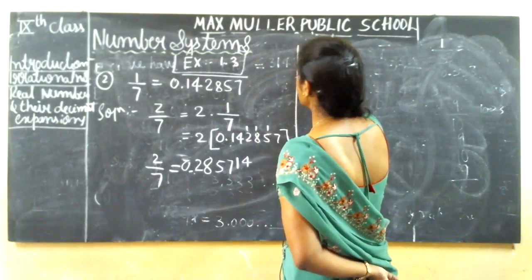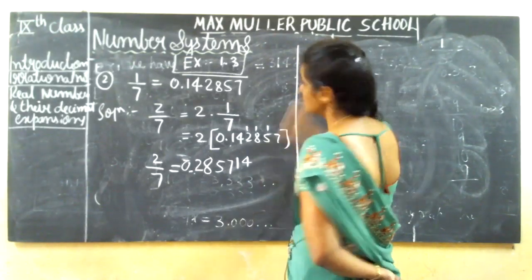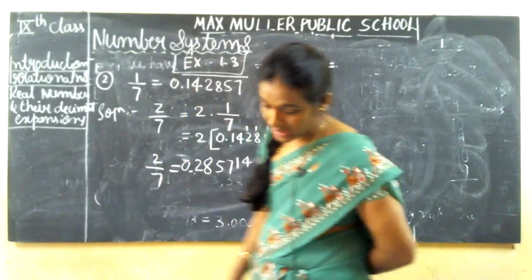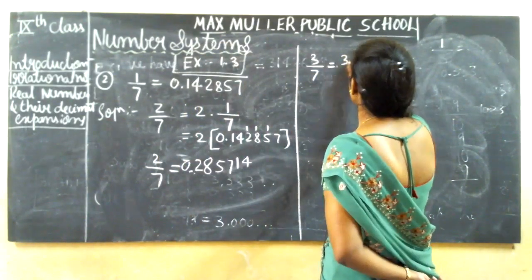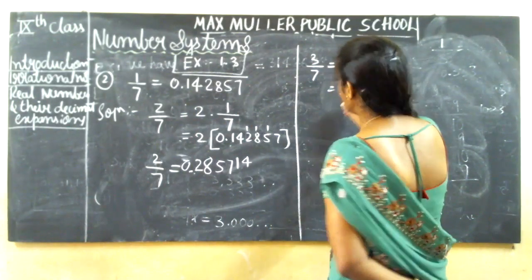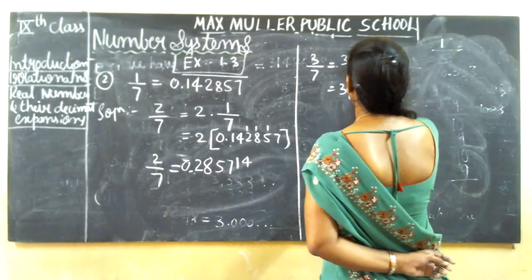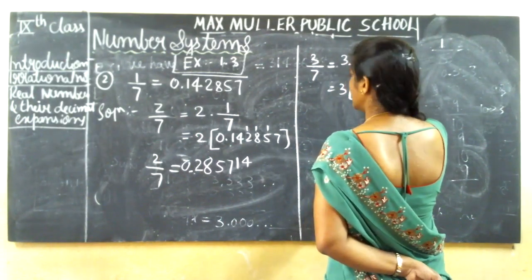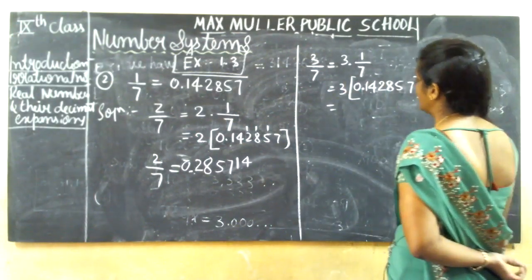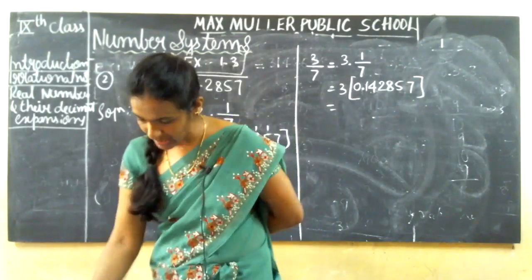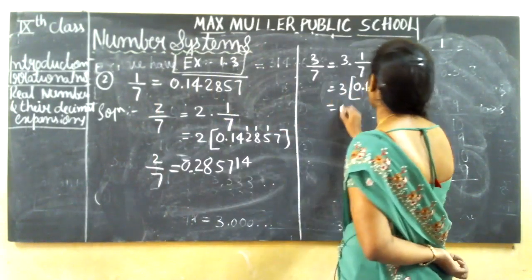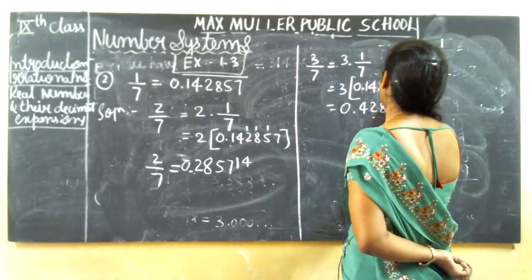Now you understood, no, children, how to do this one? They have only given the value of 1/7 there. Now you do 3/7. How will you do this, guys? 3 into 1/7. The value of 1/7 is 0.142857. Multiply this. After multiplication, you will get the value 428571.